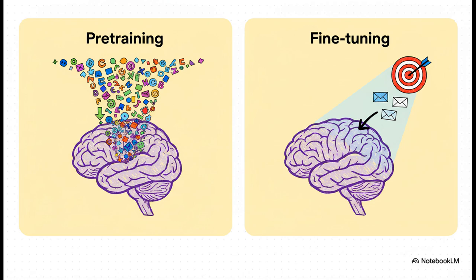Its only job is to do one simple thing over and over and over: predict the next word. But it does this on a dataset that is basically a huge chunk of the internet. It's like cramming for a final exam by reading the entire library. Then, once it's got that broad knowledge, we move to fine-tuning. This is where we take that super smart base model and specialize it for a specific job, like classifying spam emails or writing Python code.